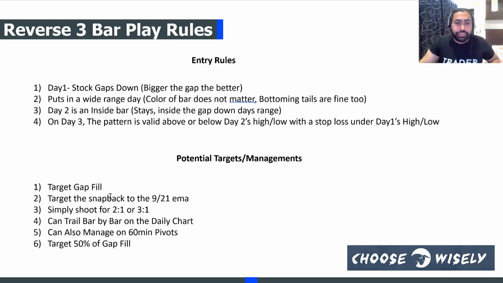But you can target, again, these are the potential targets. You can target the gap fill. You can target the 9 or the 21 EMA. You can simply shoot for 2 to 1 or 3 to 1. You can also trail bar by bar on a daily chart, 60-minute pivots, or 50%, half of the gap fill. Those are the potential ways to manage it.